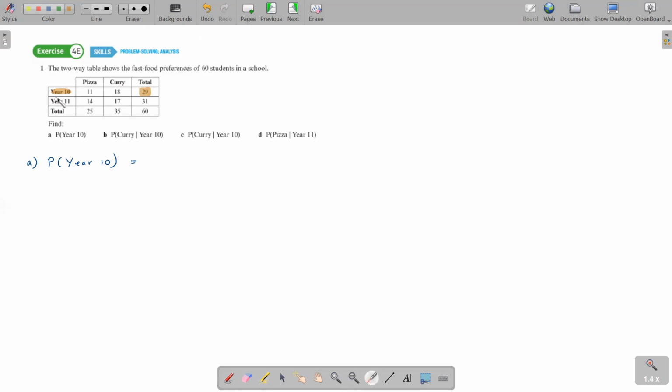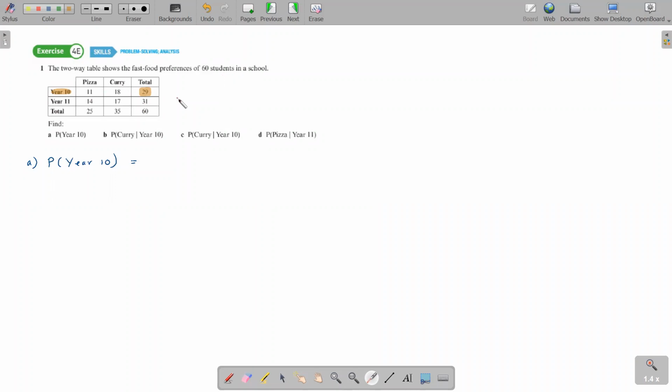Okay. So the total of year 10 is 29. Can you see? So that means in year 10, there are a total of 29 students. In year 11, there's a total of 31. So altogether 29 plus 31, there's a group of 60 students in this school. I did say it over here as well, right?